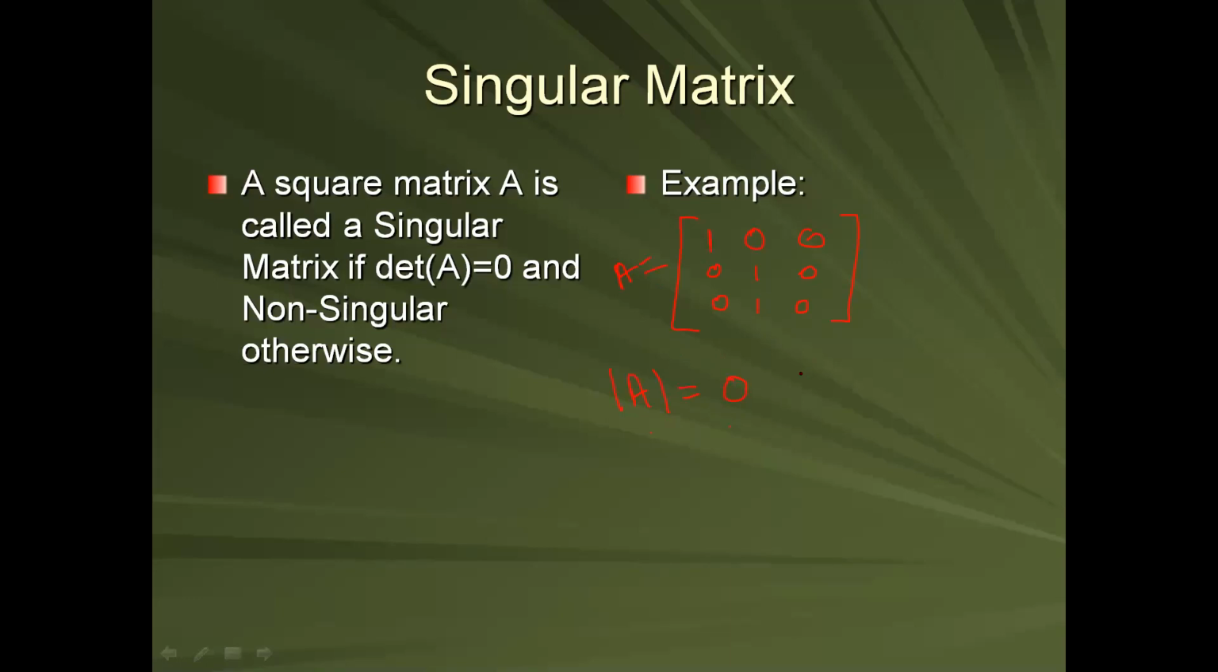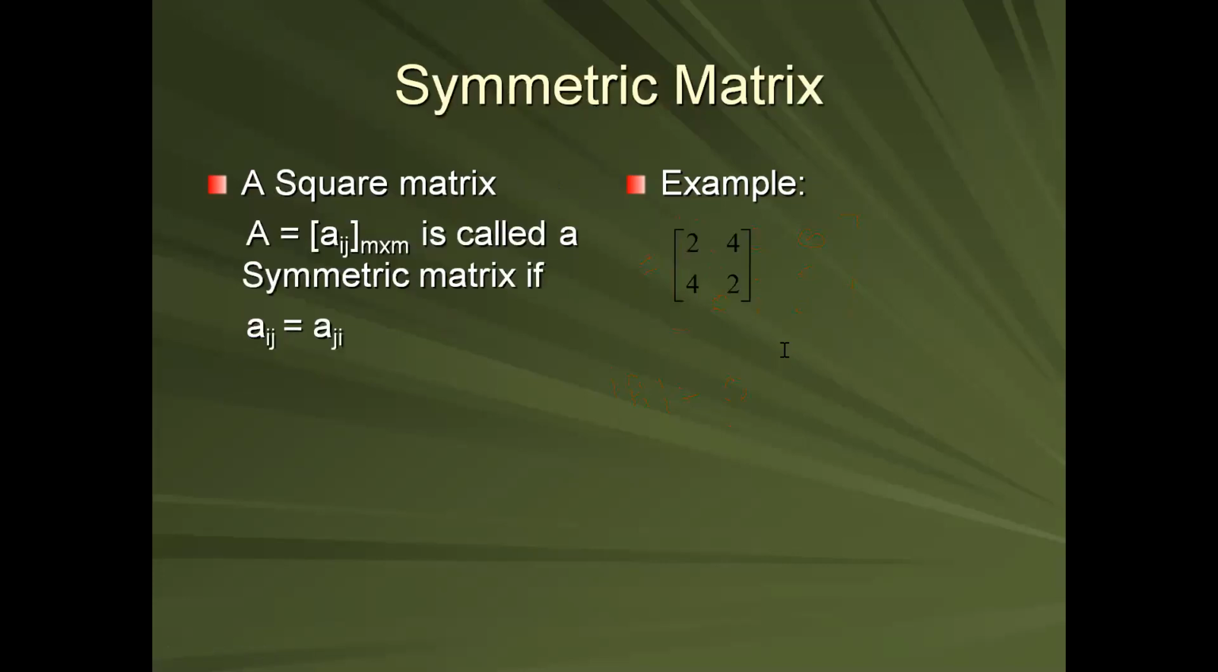So your answer was correct. You are not confident. You gave me a correct example. You couldn't explain why it is singular. It is singular because the determinant is 0. So when the determinant is 0, the matrix is called singular. Otherwise, it is called a non-singular matrix.